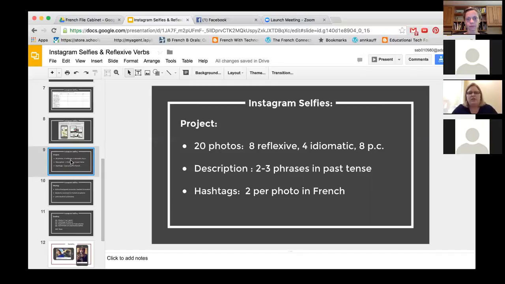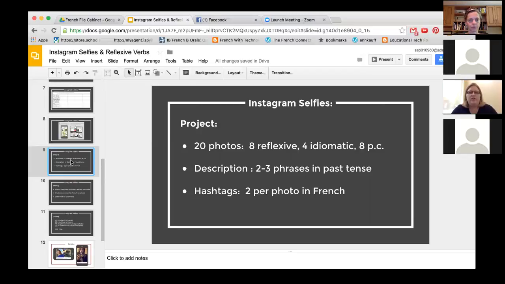Then we have the description. As each student takes their pictures, I also require that they caption them with 2 to 3 phrases in the past tense. One phrase certainly would have been easy, but I want them to build their language skills. It's easy to say, I woke up at 6 o'clock, but I want them to go further. I want them to say, and I was really tired because I stayed up late studying. It's that sense of doing everything you can to build your language skills and not just being a minimalist.